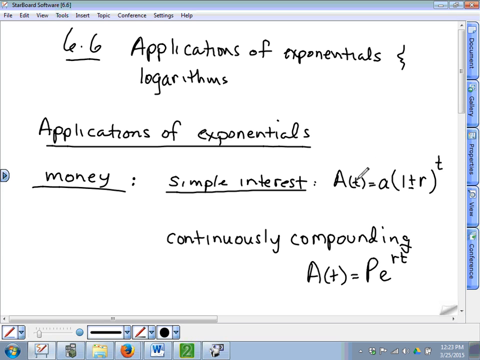The amount at any time is equal to, what was little a again? The starting amount. And then it is 1 plus or minus r, but you're not going to use the plus and the minus in the same formula. That doesn't make sense. It's 1 plus the rate if it's increasing. It's 1 minus the rate if the amount is decreasing. So it would be 5%. And the rate is 5%, but you don't use 5% in here. What do you use? 0.05.